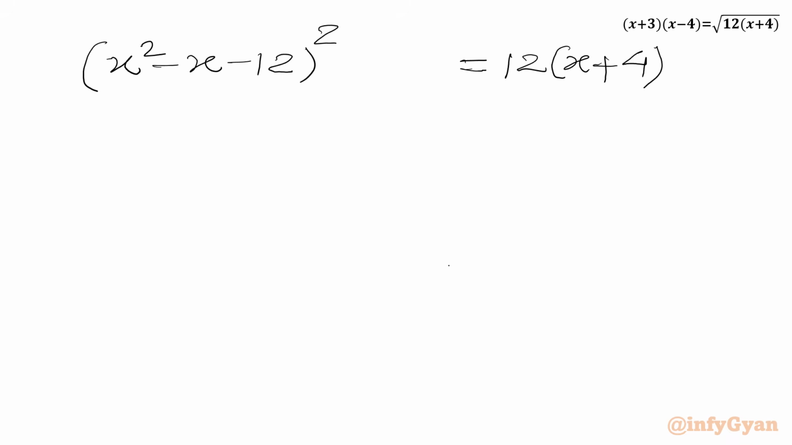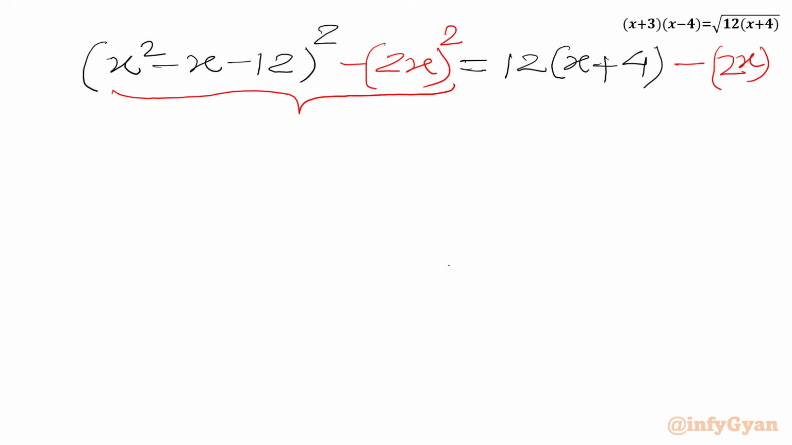Now we'll be using one algebraic manipulation step. I will subtract 2x whole square from both the sides. So I will write here minus 2x whole square so that we can apply the difference of two squares identity here. And here we'll be writing minus 2x whole square, which will be equal to 4x square. Let us write here the algebraic formula a square minus b square equal to a plus b times a minus b.